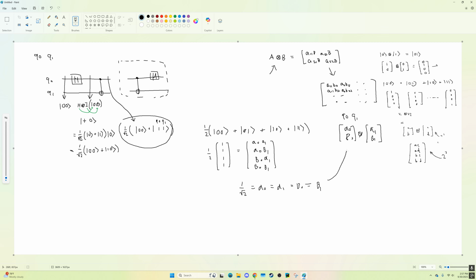And so now if you take that back into this tensor product notation, we have 1 over square root of 2, 1 over square root of 2, tensor, the exact same vector.